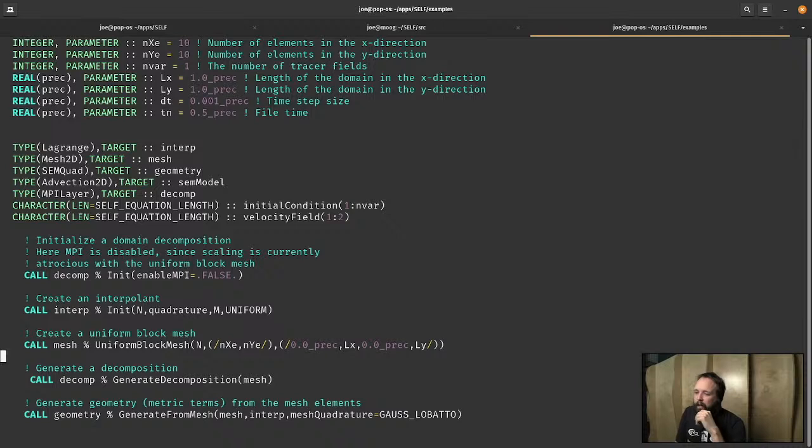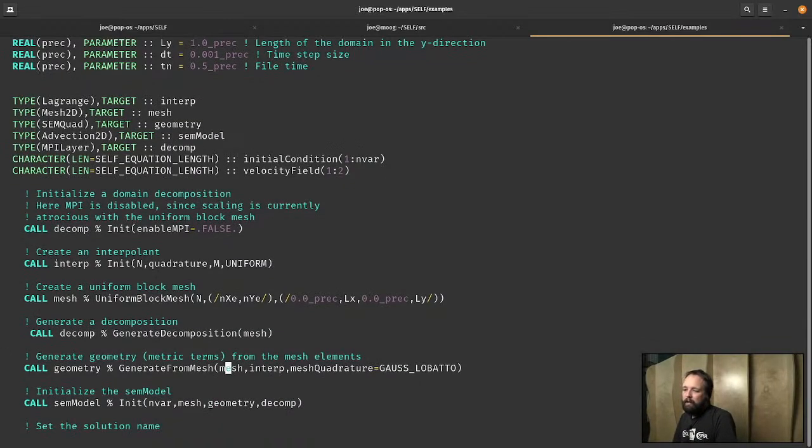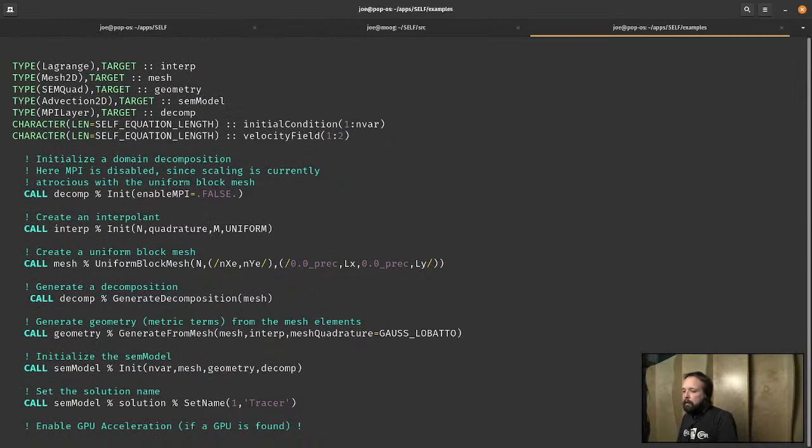So anyway, that's that. Once you have your mesh, you have your decomp initialized, your interpolant, you can generate a decomposition. Here, since we don't have MPI initialized, it essentially just says, okay, rank 0, you're getting everything. But you do need to do that. You generate some geometry. Once you have a mesh, this routine goes through all the elements and figures out what the metric terms are.